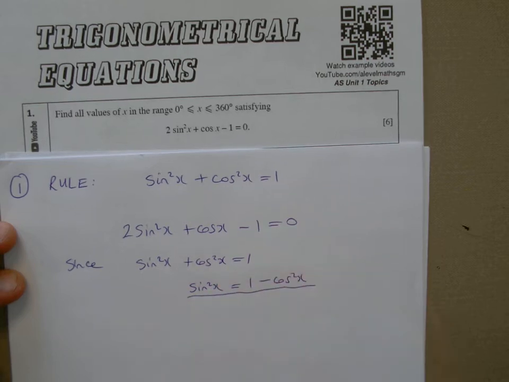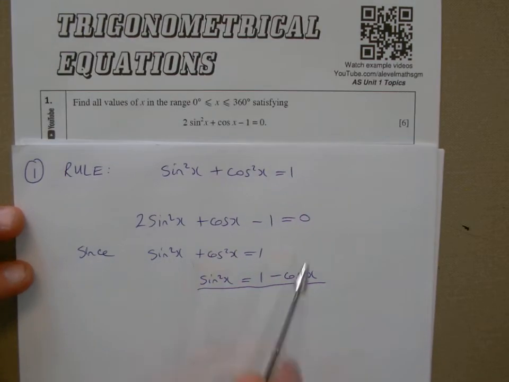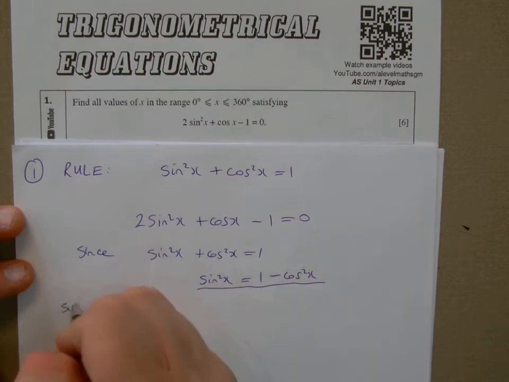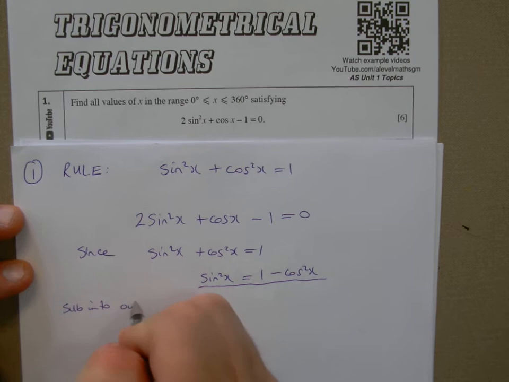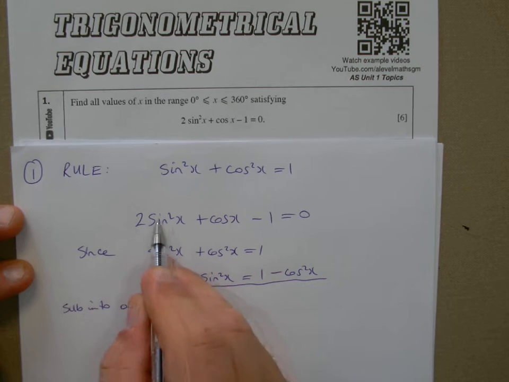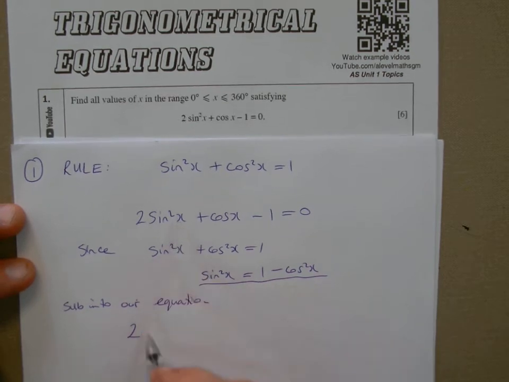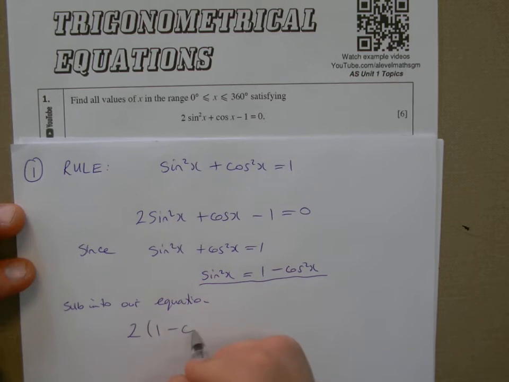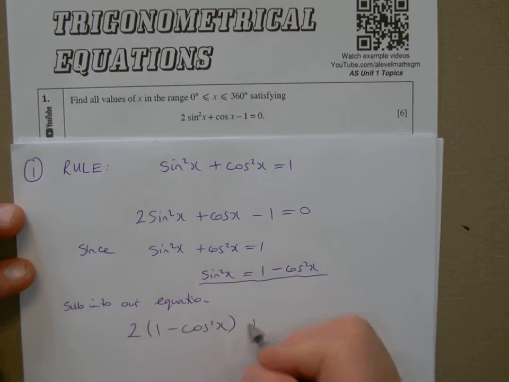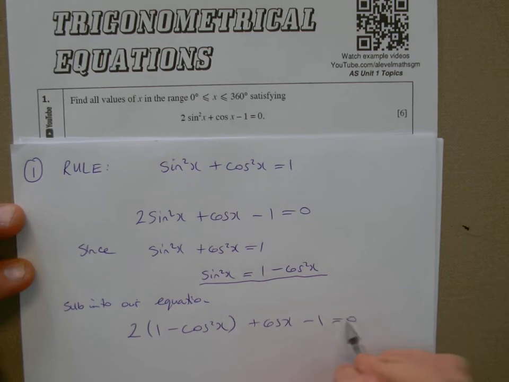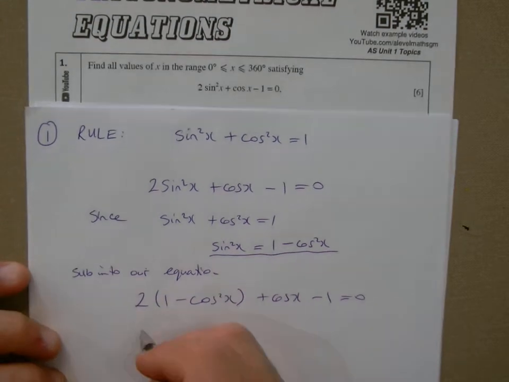So now that rule becomes this here. We've just taken it over to the side, and it becomes a different way of looking at the rule. And what we can do then is sub this result into our equation. We've got 2 in front, but sine squared x I can replace with 1 minus cos squared x. I can substitute it in, and because it's 2 terms, I'll put it in a bracket, and then plus cos x minus 1 equals 0. Now, I'm going to multiply that bracket out.